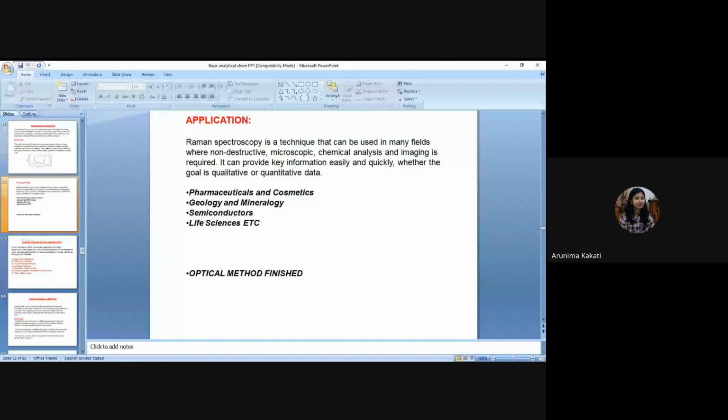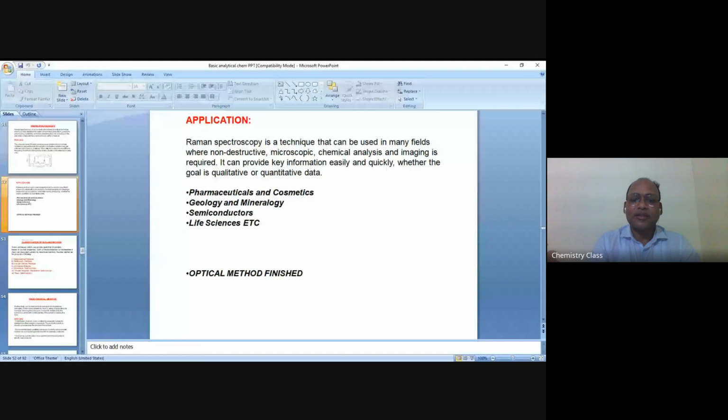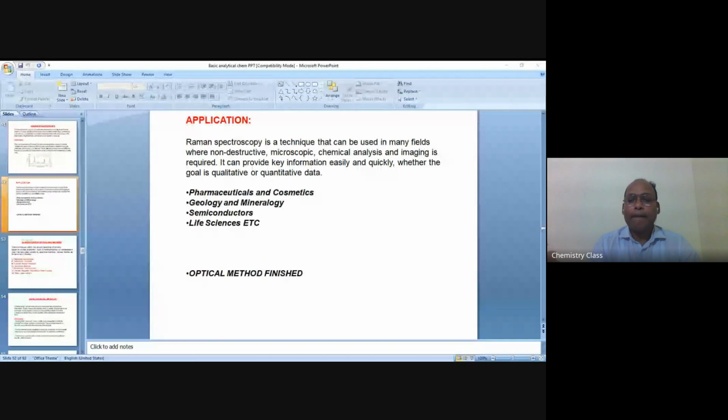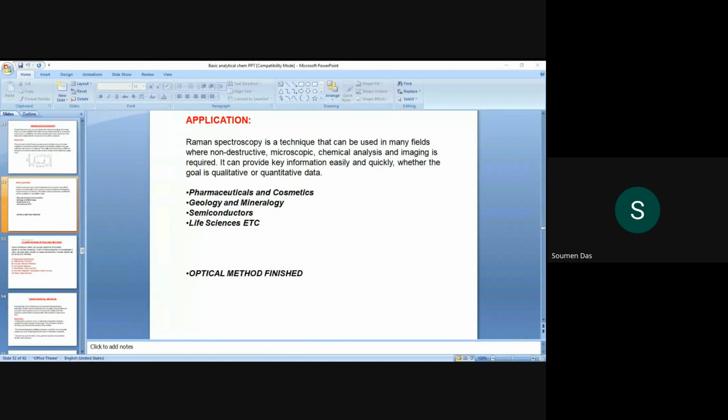The slide is not visible. Sorry? The slide is not visible. Okay, let me share it again, one second. Is it visible right now? Yes, sir. Okay, that's fine.